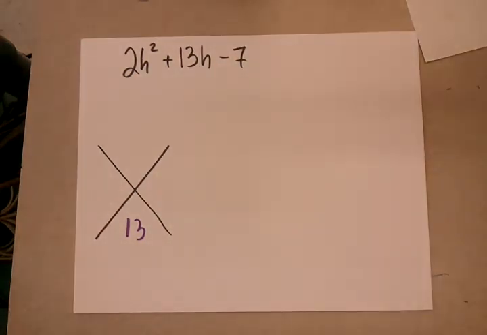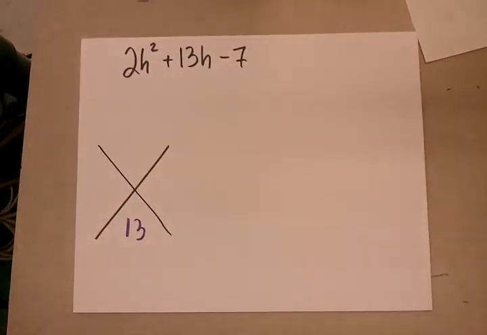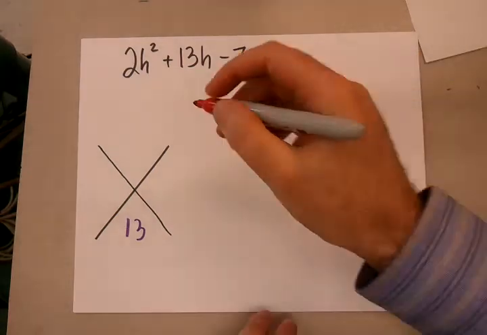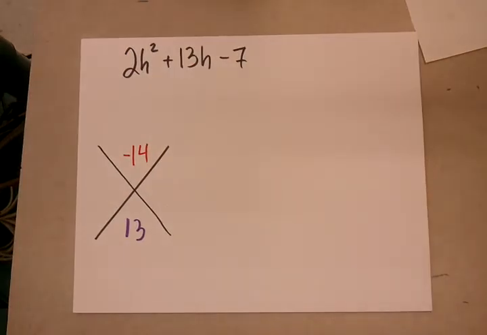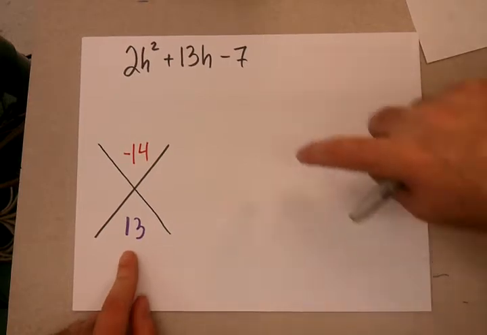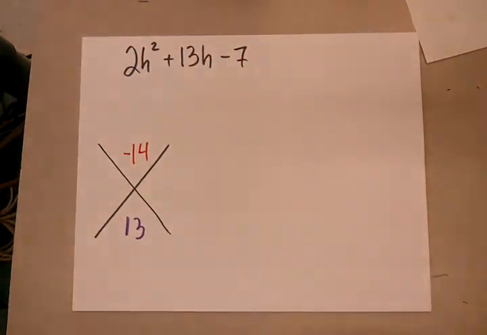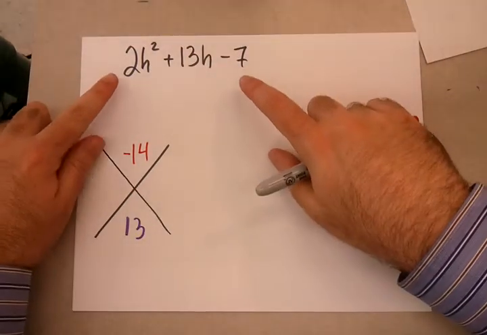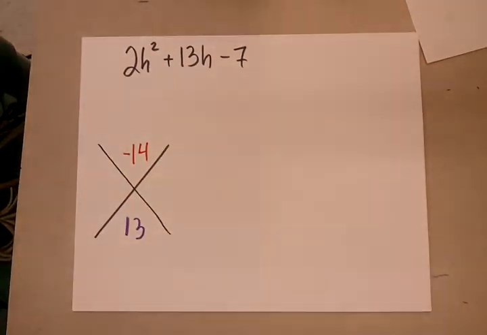On the top, in this position, goes the product of the first coefficient and the very last number. So in this case, it's 2 times -7, which is -14. So once again, the 13 at the bottom, and the positions have to be right. The number on the bottom comes from the 13 here, the middle coefficient. The number on the top, the -14, comes from multiplying the first term and the last term together. So 2 times -7 gives you the -14.